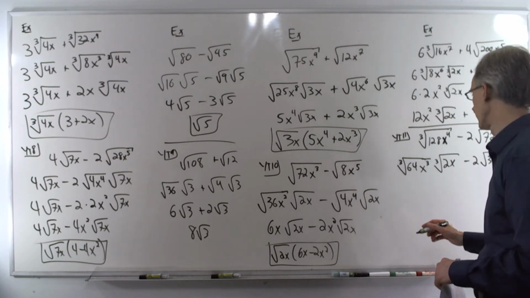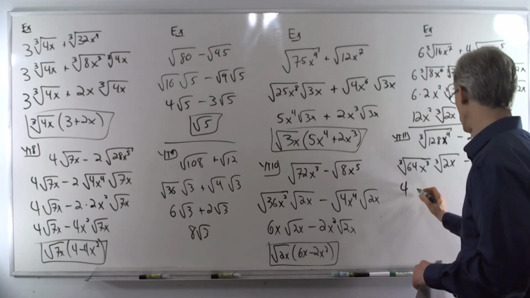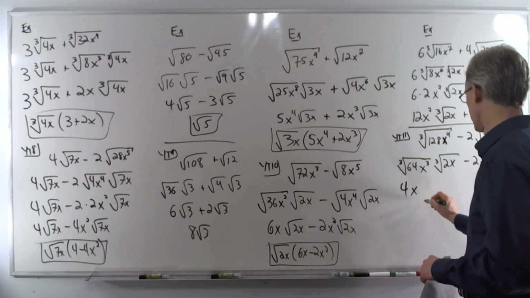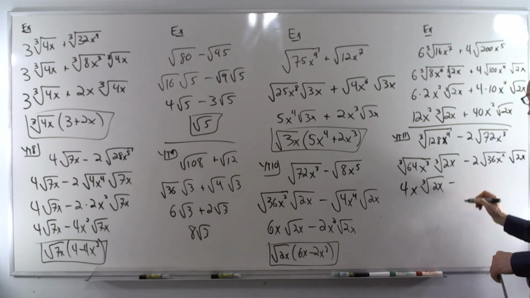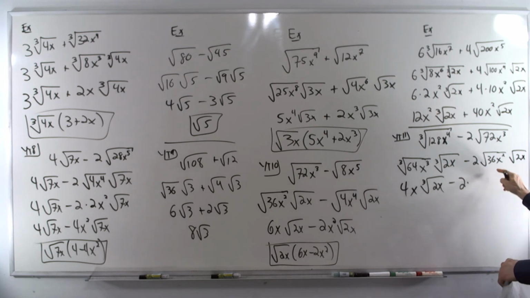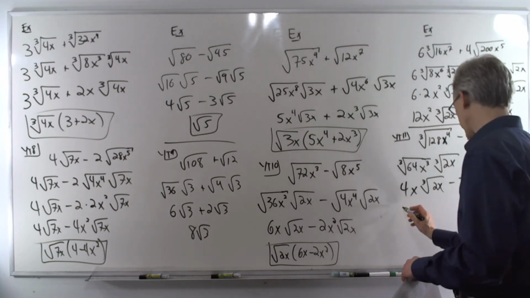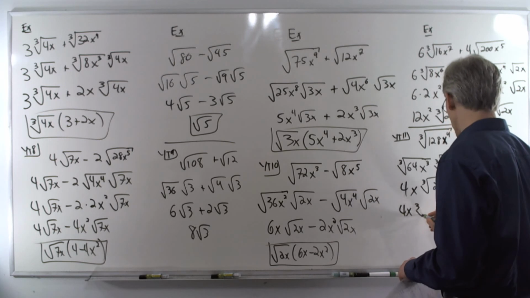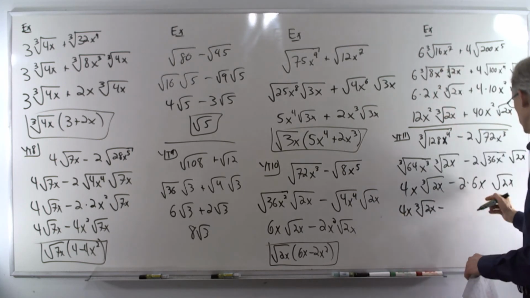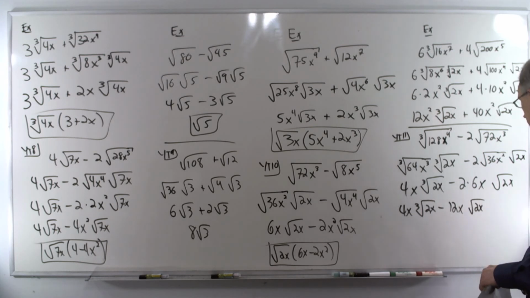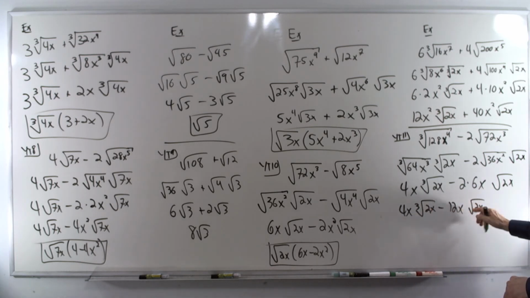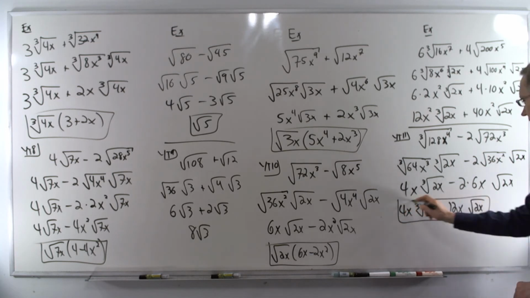So simplify over here. The third root of 64 is 4. The third root of x to the third is x. So we get 4x there times the third root of 2x, minus 2 times the square root of 36, which is 6. The square root of x squared is x, times the square root of 2x. All right, simplifying: 4x times the third root of 2x minus 2 times 6 is 12x square root of 2x. So again, we got a third root here, square root here, so we cannot simplify any further, and we're done.